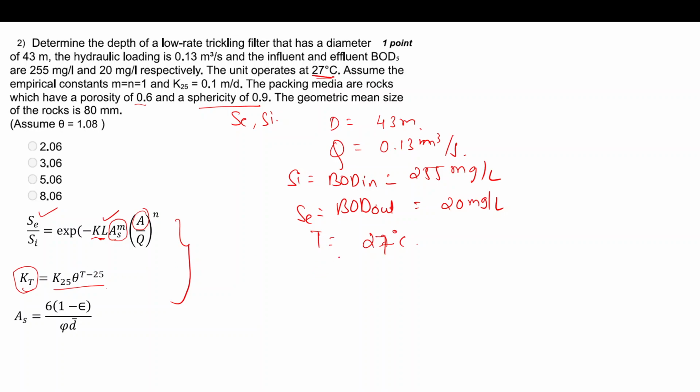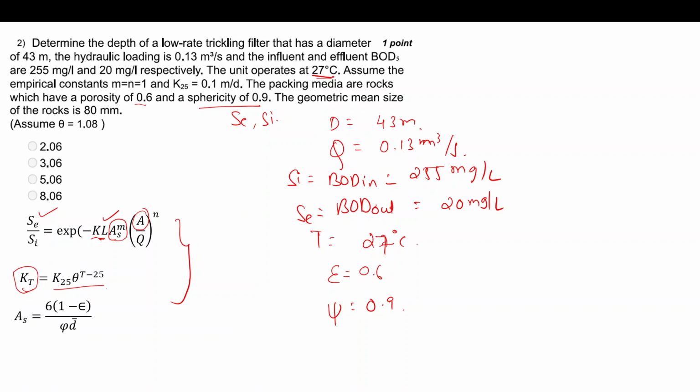Now here the packing media is rock, which has porosity 0.6 and sphericity 0.9. So here, the area which is covered by rocks, since porosity is 0.6, you can say that 40% only of the volume is covered with rocks. So the effective area which will be in contact will be only 40% out of the rocks packed.